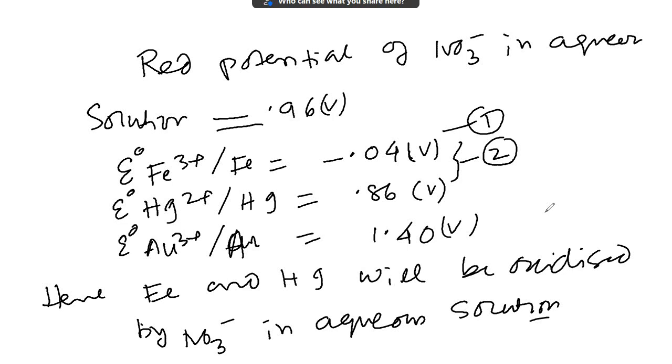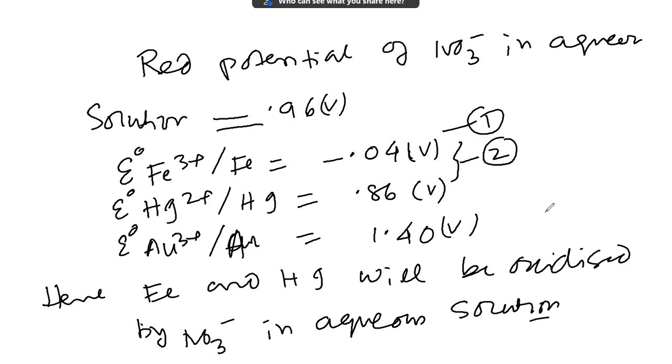In this way, out of a pair of half cells, first I will look at whose reduction potential is more. The part whose reduction potential is more will be reduced, and the other part whose reduction potential is less will be oxidized, because oxidation and reduction take place simultaneously.